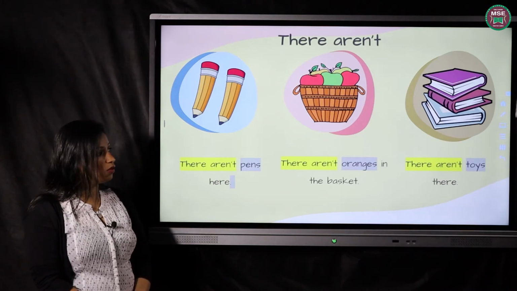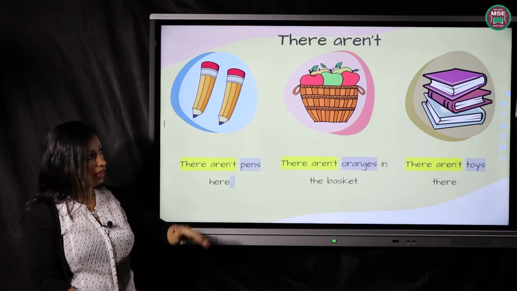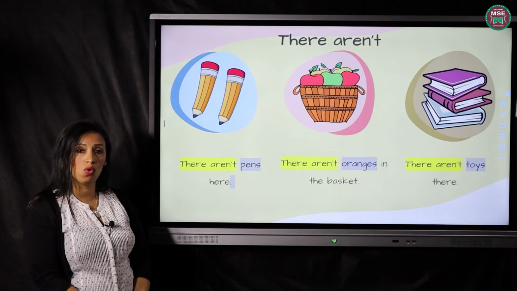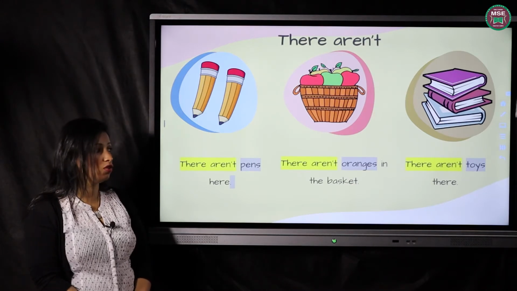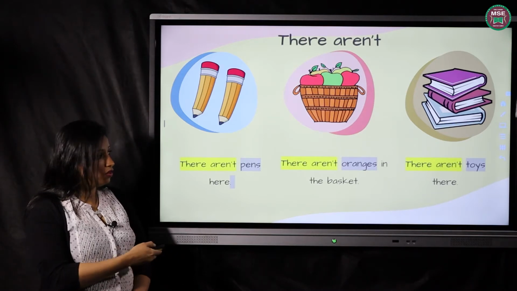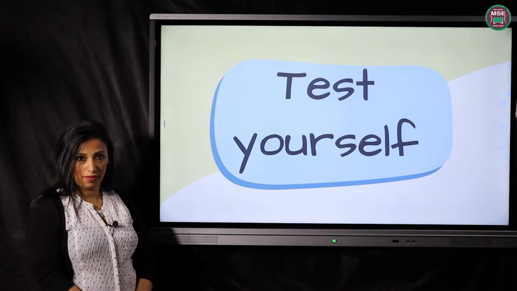Okay, there aren't toys there. Look here, can you see any toys? No. So we are going to say there aren't toys there. Also, I'm talking about many things that don't exist or I can't see in front of me. So I'm going to use there aren't. Okay, let's test yourself.